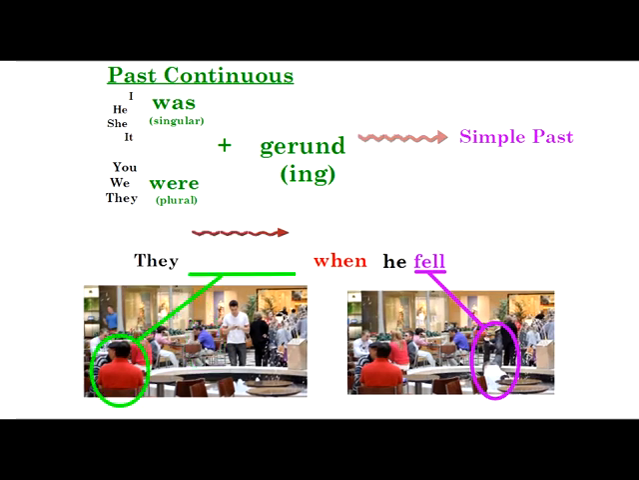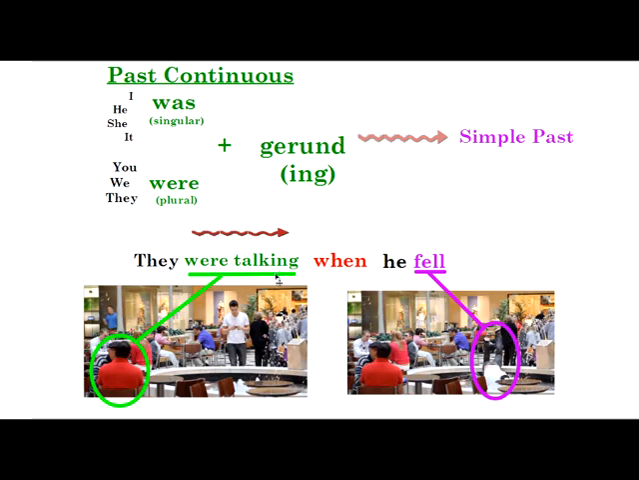Let's look at the other people. These two gentlemen, these two men over here. Do you remember what they were doing? They were talking when he fell. So notice I'm using were because I'm using my subject they. And for you, we, and they, I always use were for the past continuous and the gerund, talking, right?